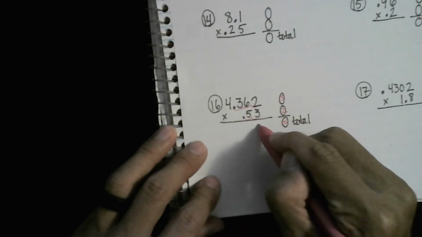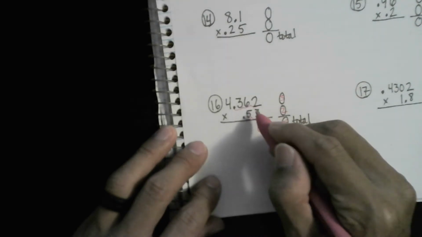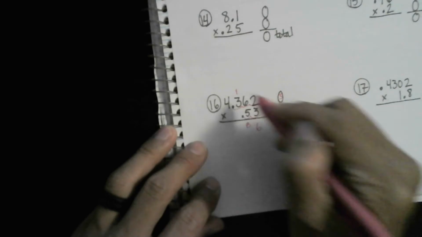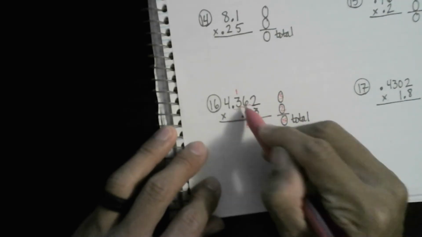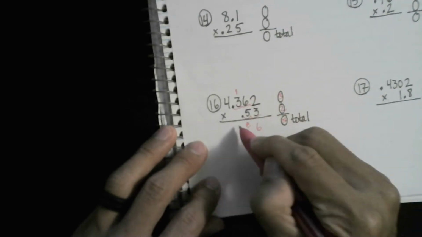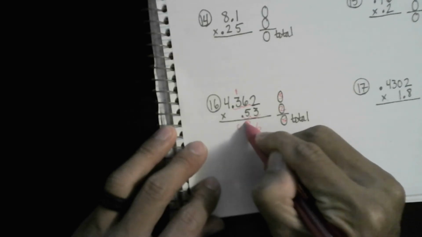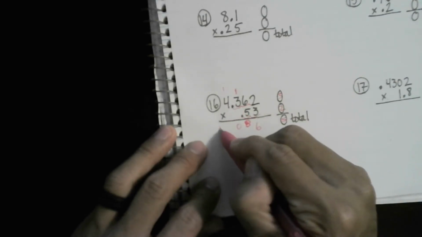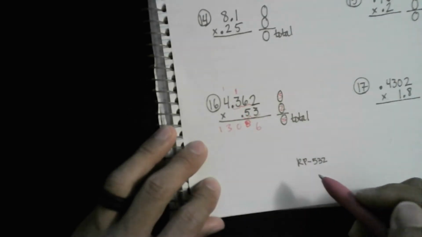3 times 2 is 6. 3 times 6 is 18. So bring down the 8, carry over the 1. 3 times 3 is 9 plus 1, which is 10. So let's make that 8 look more like an 8. 10. And then 3 times 4 is 12, plus 1 is 13, so 13 right there.